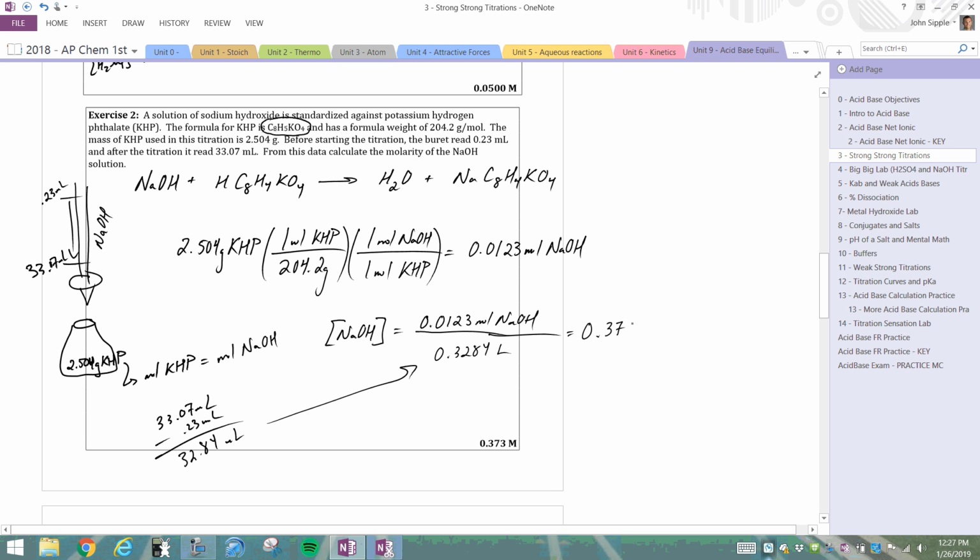0.03745. We'll split the difference between the sixths there. Okay, so 0.373. All right, molarity.